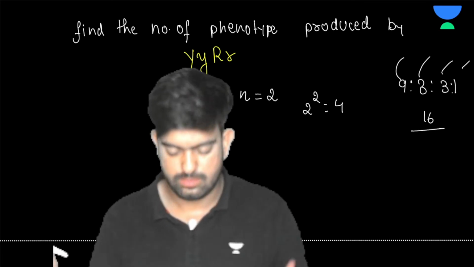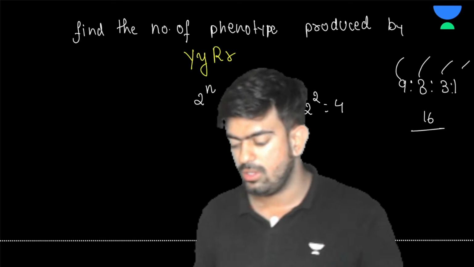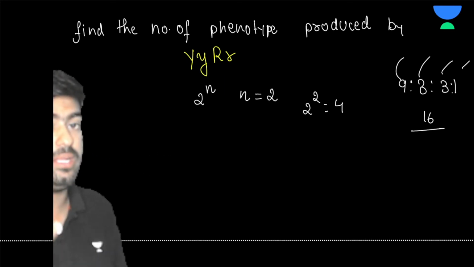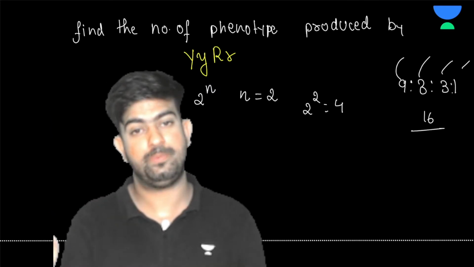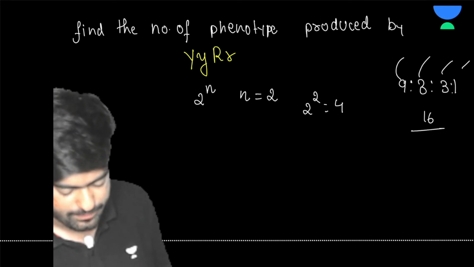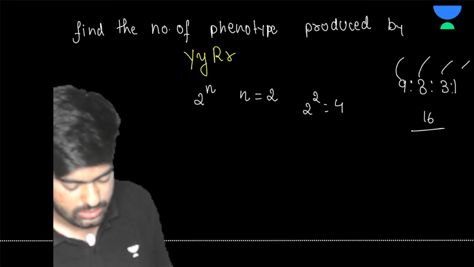Happy now? You are able to solve the question if someone asks you what is the number of phenotypes or how many phenotypes are produced. Clear? Okay. Similarly, I will give you something for the genotype as well.